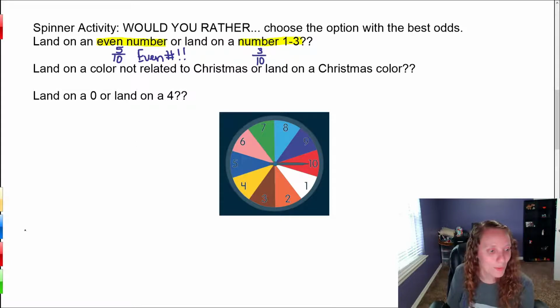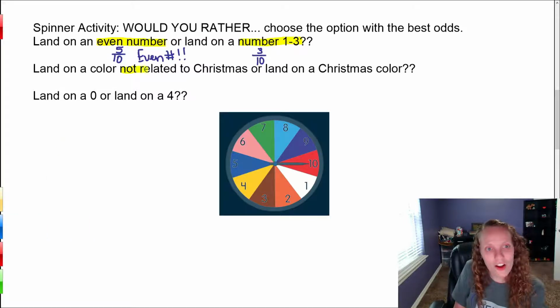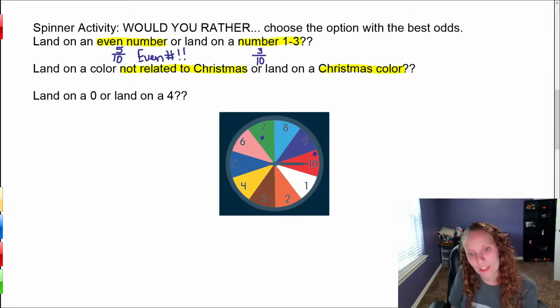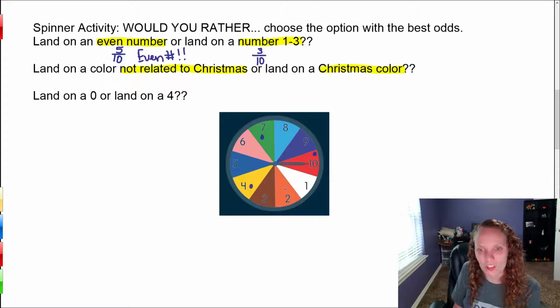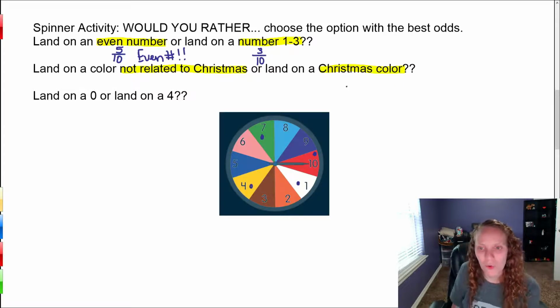Okay, let's try the next one. Would we rather land on a color not related to Christmas, or land on a Christmas color? Okay, Christmas colors might be this red. It could be this green. Some people might think yellow. Okay, so Christmas colors, let's say that that's 3 of them. Actually, you know what? Some people would say white for snow. So there are 4 Christmas colors out of 10 total sections.